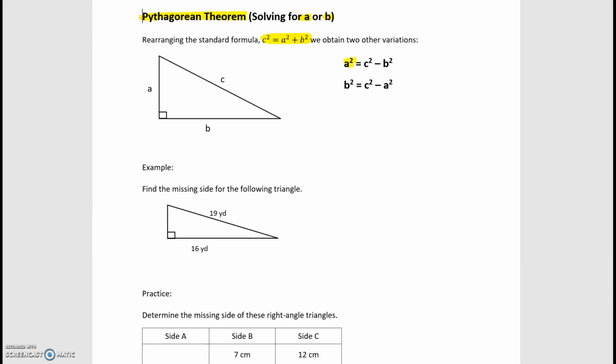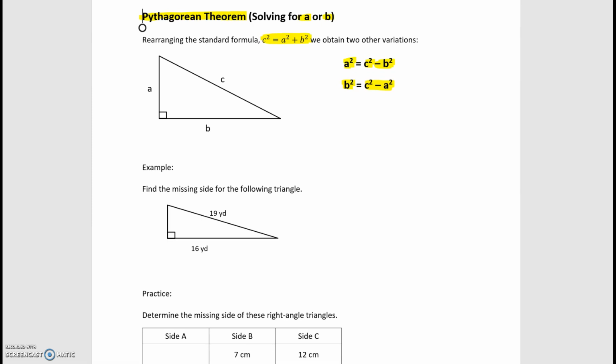So A squared, when it's isolated, is just C squared minus B squared, because when that plus B squared moves over to the other side, it becomes minus. Or alternatively, if you want to get B squared, you're moving the A squared to the other side, and when it does, it becomes negative. The goal in both of these cases is to get either A or B.